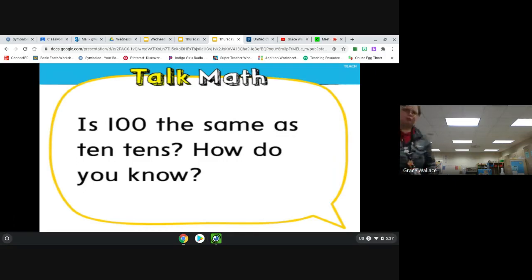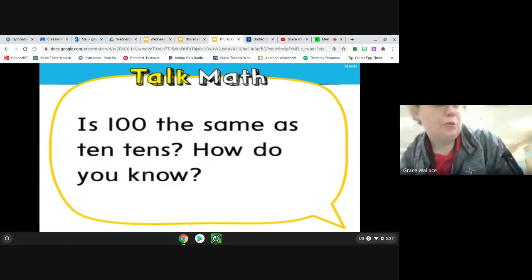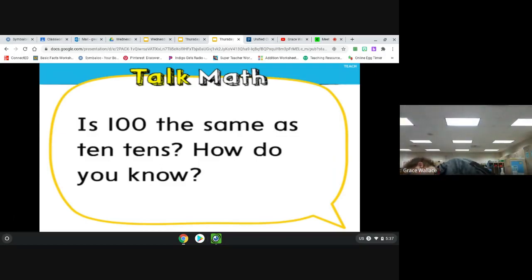Okay, well, we'll do this virtually since I can't find my hundreds. I can only find my tens. So is 100 the same as 10 tens? What do you think? Make sure you're talking to them at home. We can look at that in a second. In just a few minutes, I'll show you what I mean by that virtually.